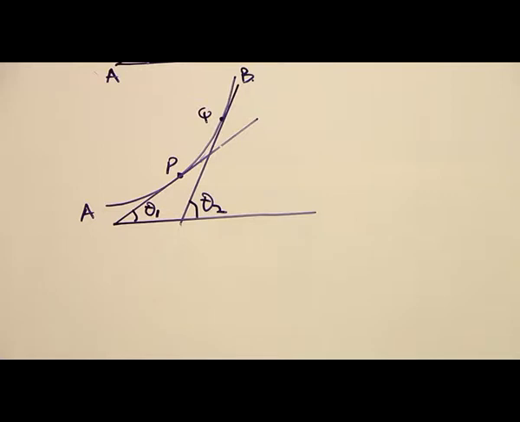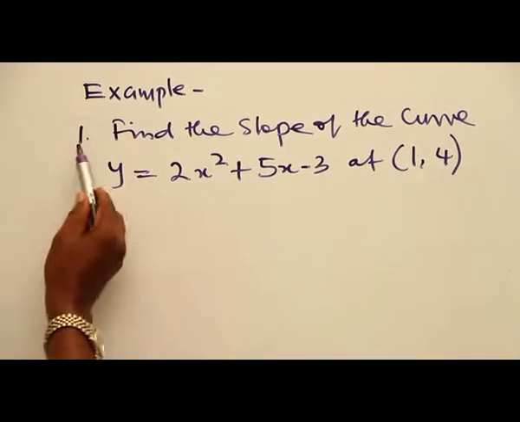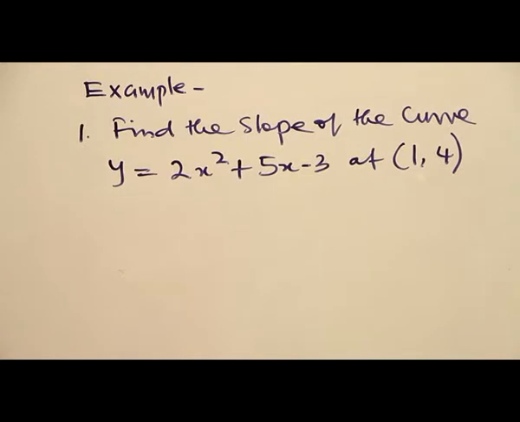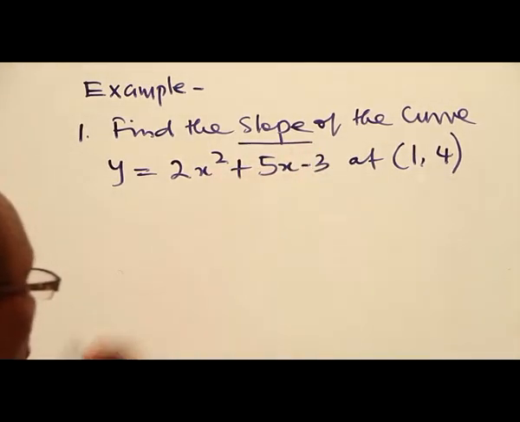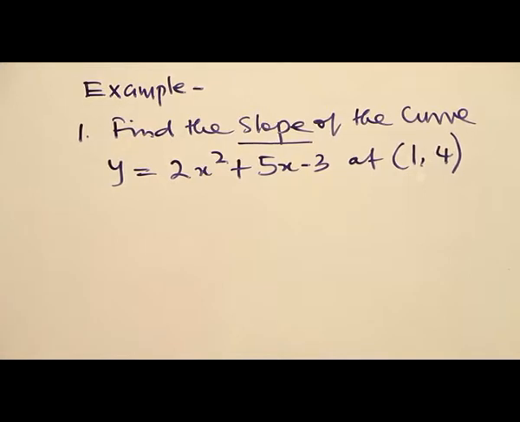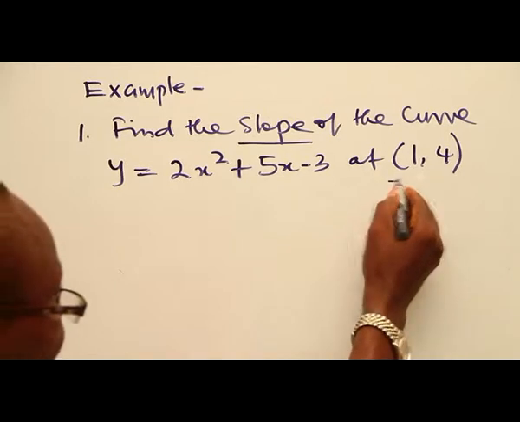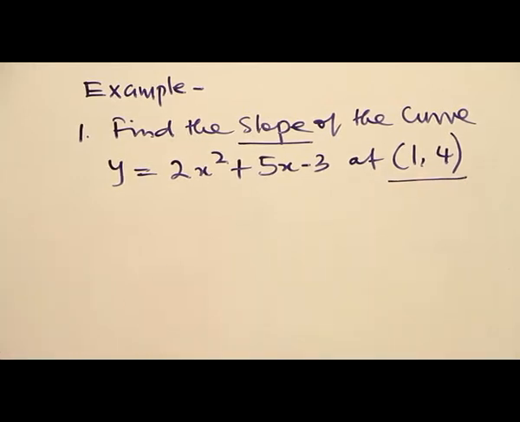We shall now take an example. We take the first example, number 1. Find the slope of the curve y equal to 2x squared plus 5x minus 3 at the point x equal to 1 and y equal to 4. Recognize the word slope, and we said that slope also means gradient. And also identify that it is the gradient or slope at a given point where x equal to 1 and y is equal to 4.